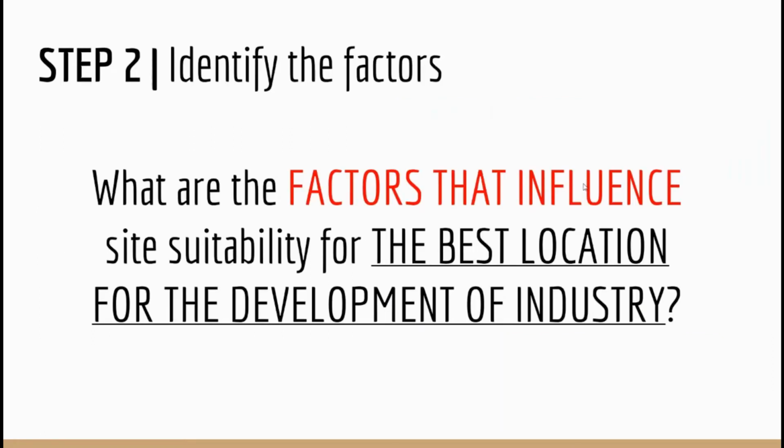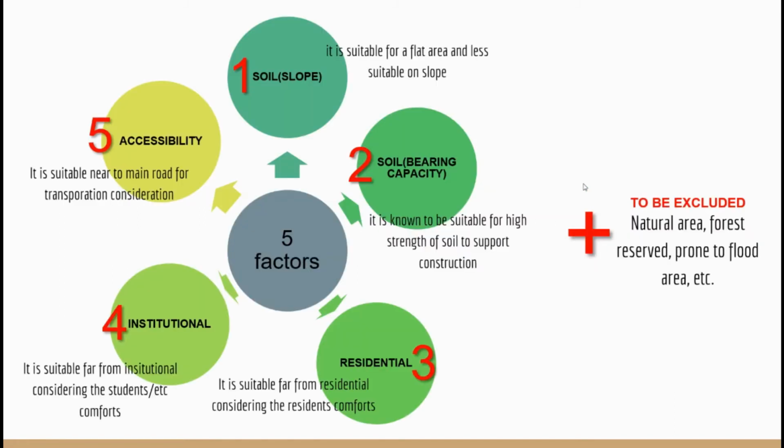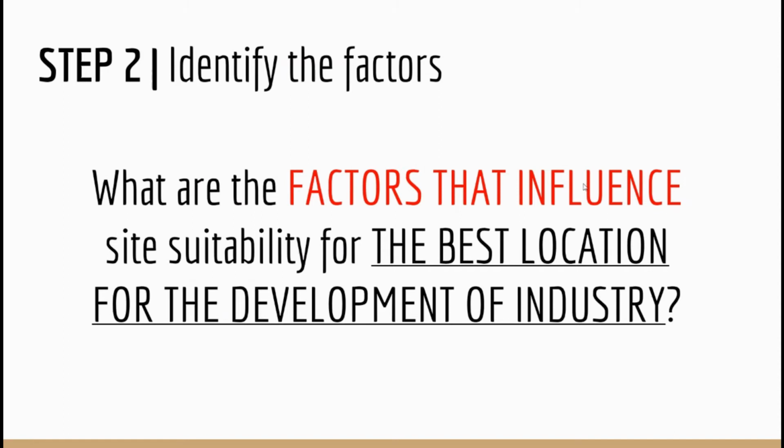Langkah kedua, kita kena identify the factors. Macam mana kita nak identify the factor? Kita buat persoalan macam ni: what are the factors that influence site suitability for the best location for the development of industry? Sebab kita nak menghasilkan site suitability untuk location industri tadi kan. So, apakah faktor-faktornya? 5 faktor ini memberi kesan dalam usaha untuk memastikan kita dapat the best location for development of industry tadilah.